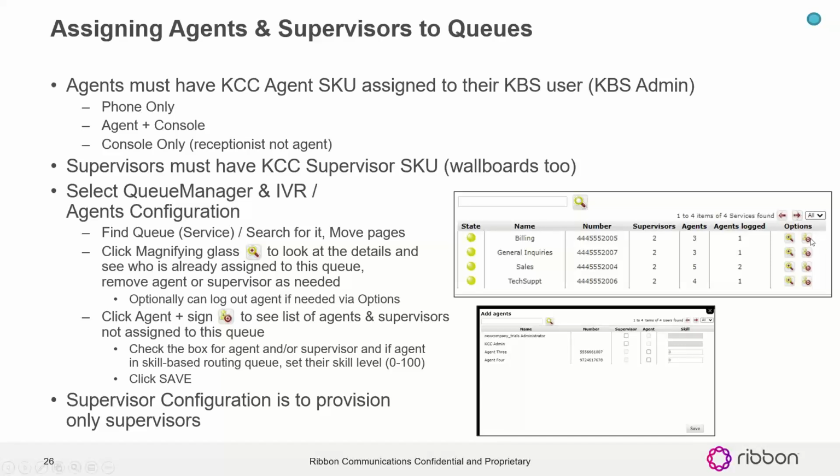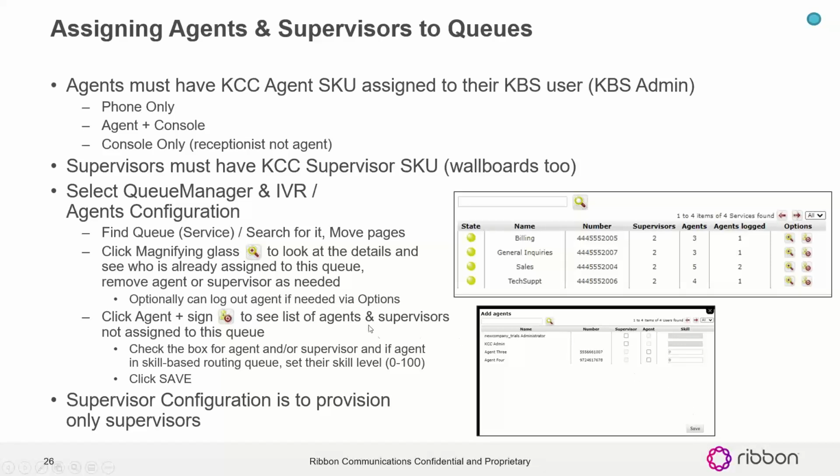And on the right-hand side, you can also click plus, and that will open up this window here, and you'll see only those agents, or supervisors, that are not currently assigned to this queue. That may be a little confusing to people. You've got multiple pages here. You can search for people, and you click if they're going to be a supervisor or an agent. If they're going to be an agent that's assigned a skill set, queue routing by skill set, then you'll want to set their skill level here. This is the only place that you can do that, and you hit save.